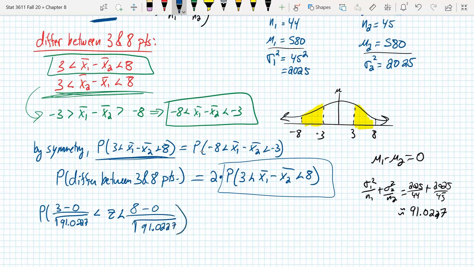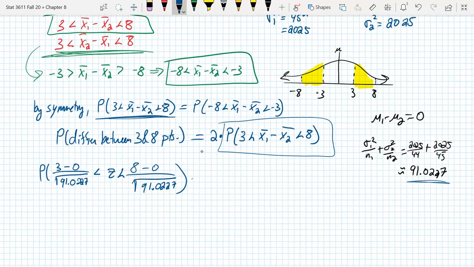And obviously there's going to be a little bit of round off error here with that standard deviation because this is getting cut off to 4 places. It's not exact. Certainly when we take the square root of that, it will not be exact either. So let's see what we have here. 3 over the square root of that. So what is the square root of 91.0227 here? That is about 9.54. So 3 divided by 9.54 is 0.314 if I round that off.